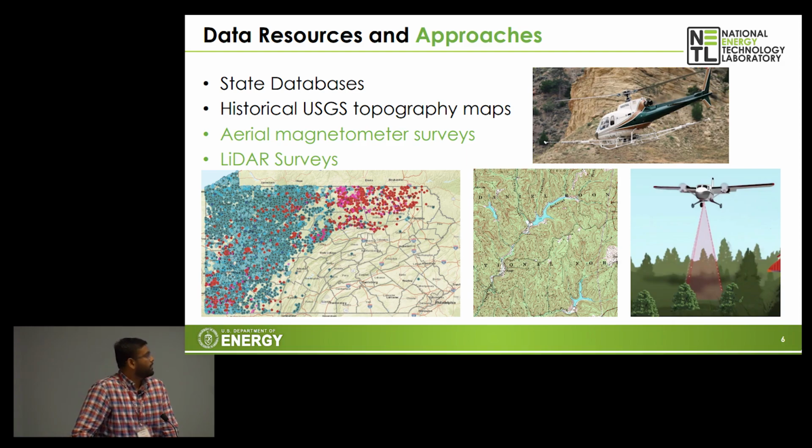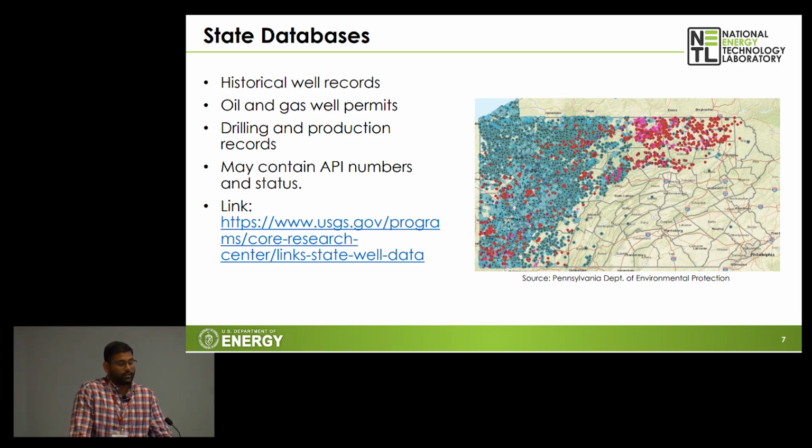So I'm going to give a little introduction about the state databases. As I said earlier, these state databases maintain records through oil and gas permits and production and drilling records, and they maintain API numbers as well as the well status in some cases. USGS fortunately maintains a website that takes you to each state's or most of the states' databases, if they exist.